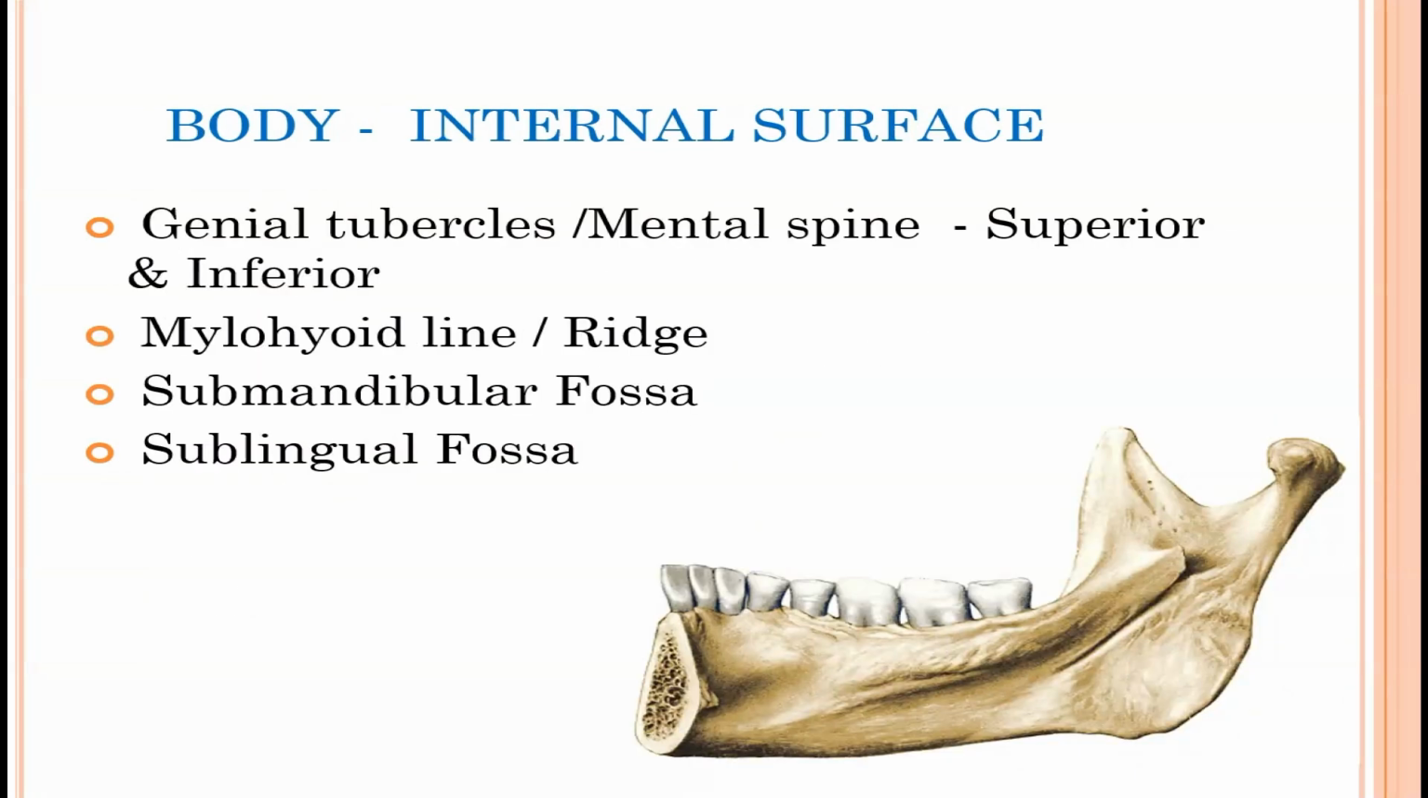And on the internal surface, just behind the symphysis menti, we can see small spine-like projections. Four spine-like projections, 2 above and 2 below. They are called the genial tubercles or mental spines. So we call them the superior genial tubercle and the inferior genial tubercle. And still more laterally, we can see an obliquely placed linear elevation called the mylohyoid line.